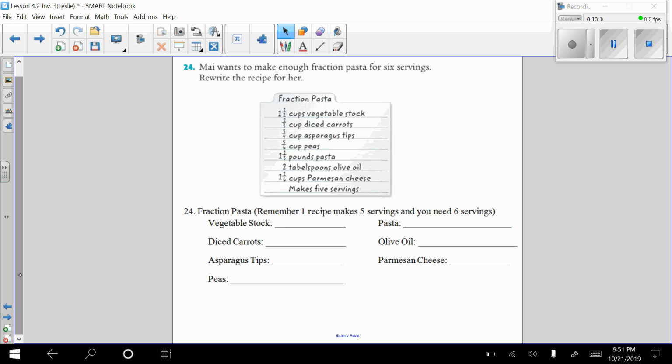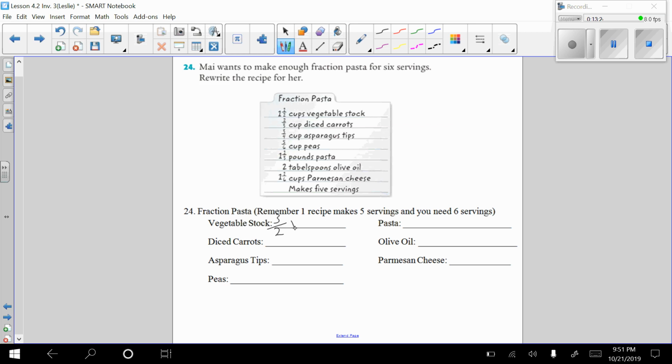Well, I'm going to change that 1 1/2 to an improper fraction and say it's 3/2. So that's where I'm going to start. So I'm going to start with 3/2. I'm going to multiply that with, I need 6. 6 is what I need, and the recipe serves 5. So I'm going to multiply it by 6/5 because I need 6 parts, and the whole recipe is 5. Remember, fractions are part to whole. And then you can multiply.